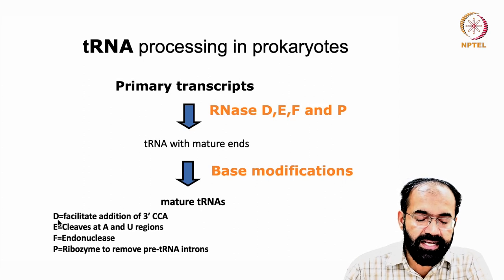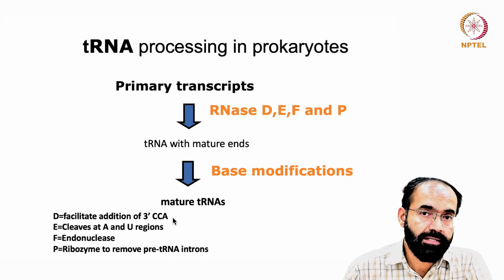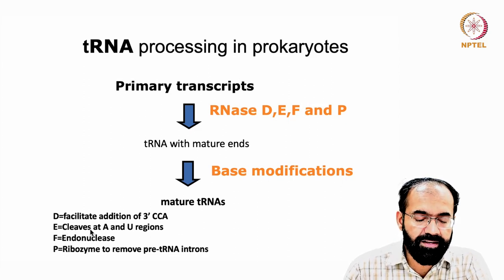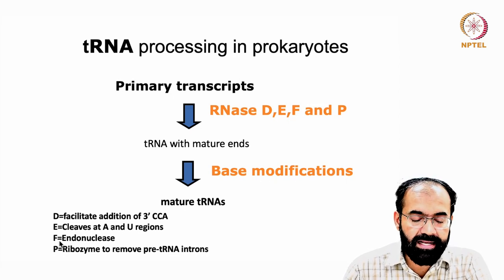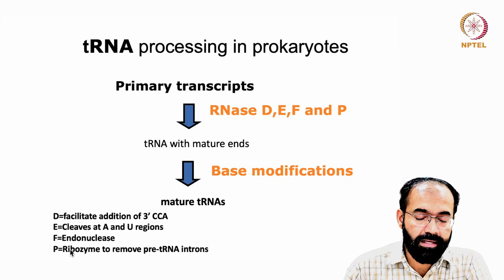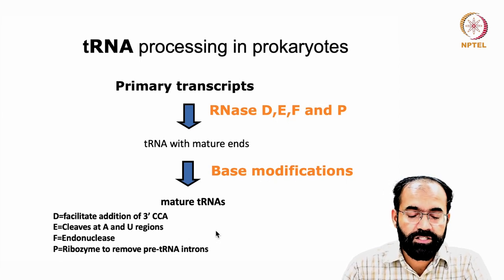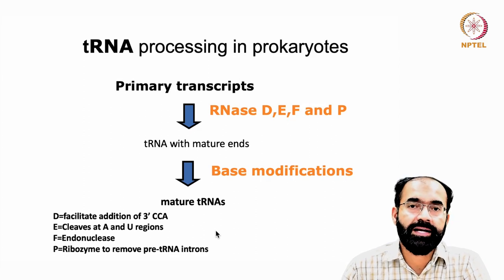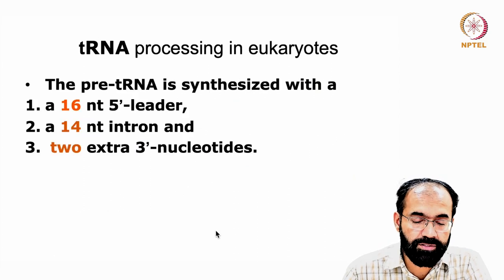RNase D facilitates the addition of the 3' CCA end to the tRNA. RNase E cleaves at A and U regions in the tRNA. RNase F is a typical endonuclease, and RNase P is a ribozyme to remove the pre-tRNA introns. So these four RNases are important for the maturation of tRNA in prokaryotes.